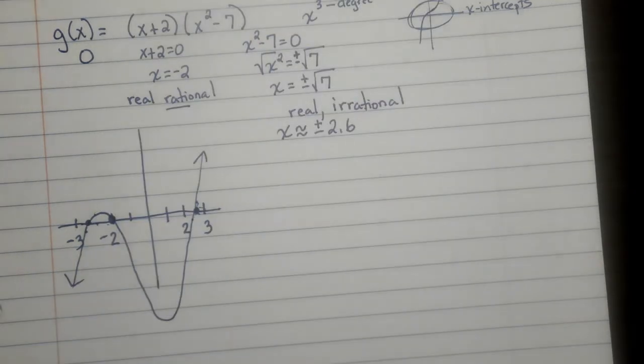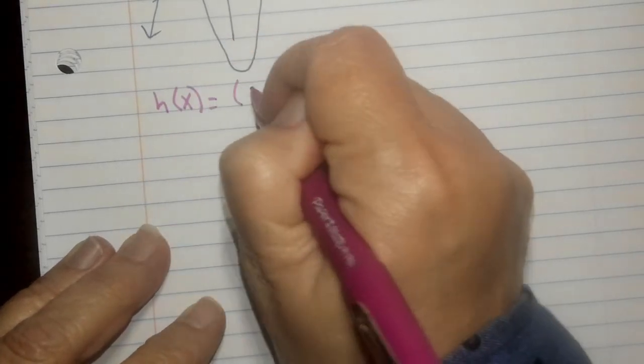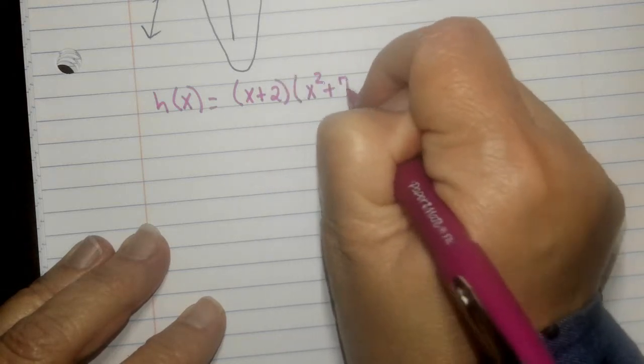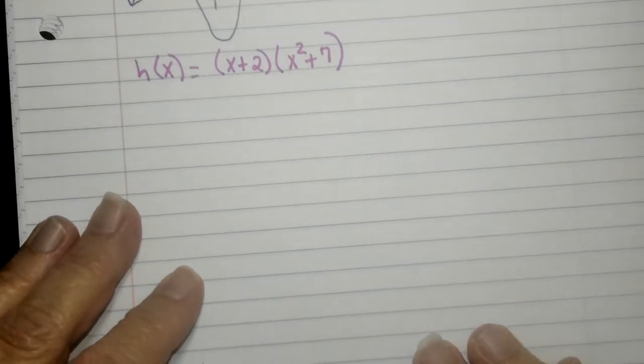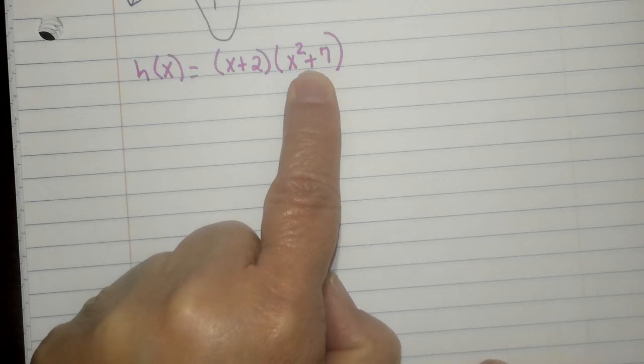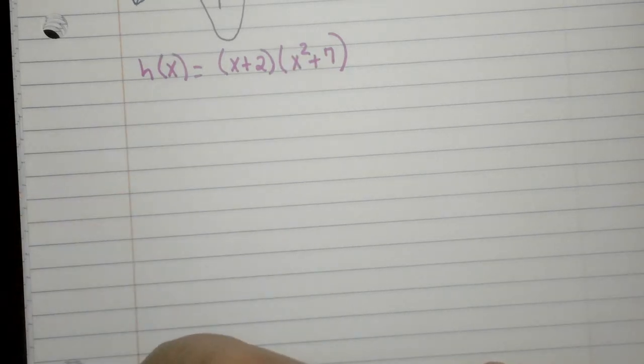All right. Now we're going to do h of x. I'm going to change one thing about this problem. See if you can figure out what I changed. h of x equals x plus 2 times x squared plus 7. What's different between g of x and h of x? Plus 7 instead of minus 7. It's probably not a big deal, right?